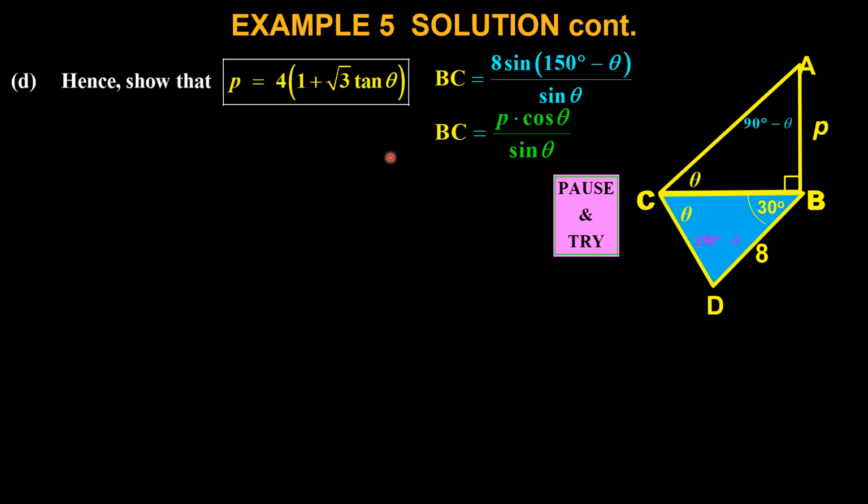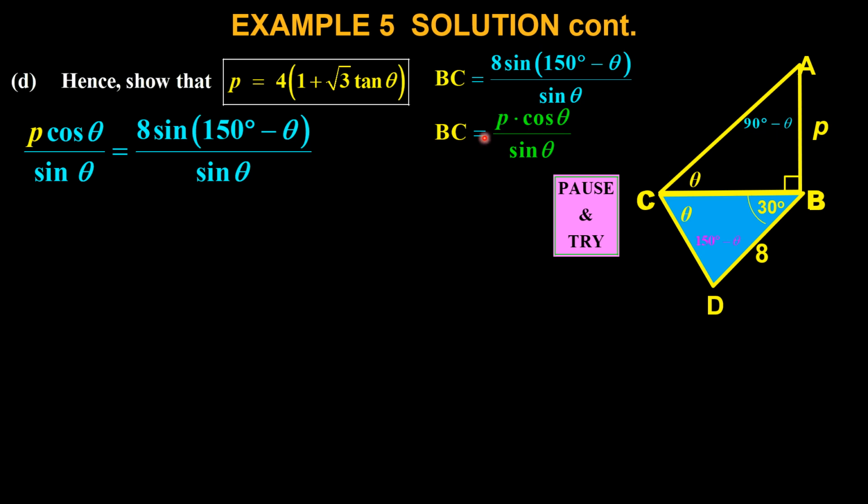Okay, let's see what you have done now. So we equate them. We take P cos theta over sine theta. There it is. And remember, I'm just putting the P in yellow because that's our objective. We want P alone. Okay. So I put BC is equal to that expression, BC equal to that expression. So the two expressions are equal.